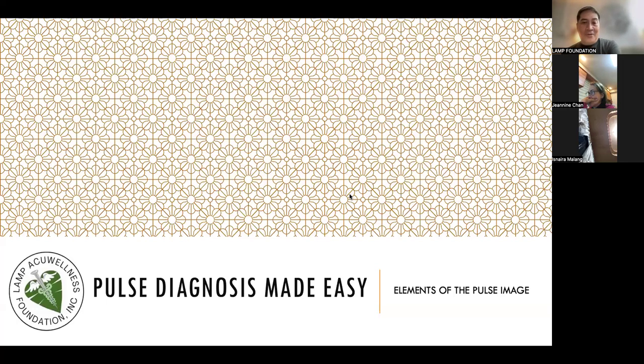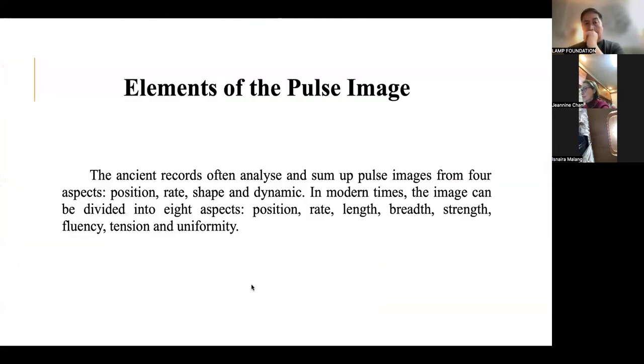We are still on Pulse Diagnosis Made Easy, and for today, we shall be discussing the elements of the pulse image. When you read the ancient books, they would summarize all the pulse images into four aspects: the position, the rate, the shape, and dynamic. In modern times, we divide the pulse into eight aspects: position, rate, length, breadth, strength, fluency, tension, and uniformity. So we shall be discussing each one separately.